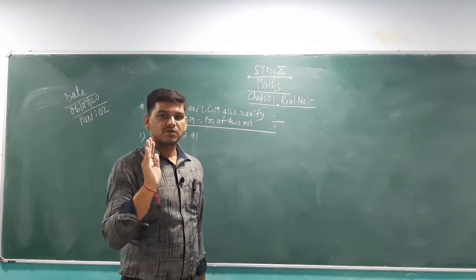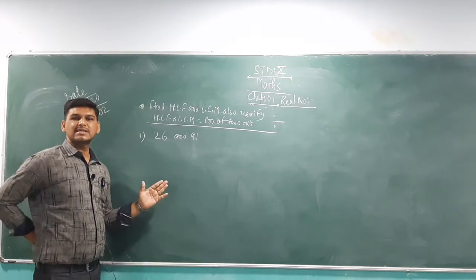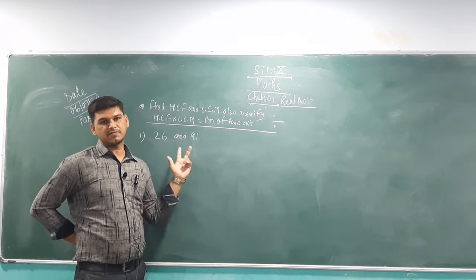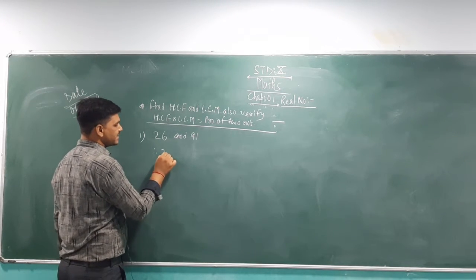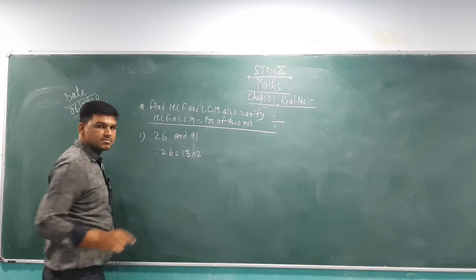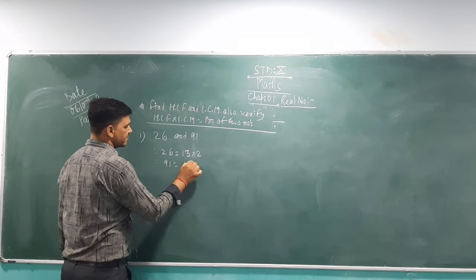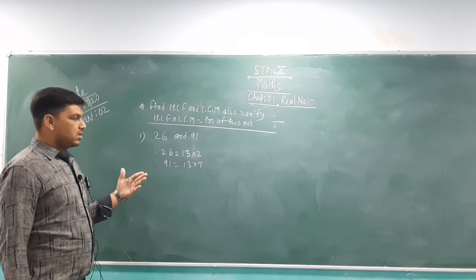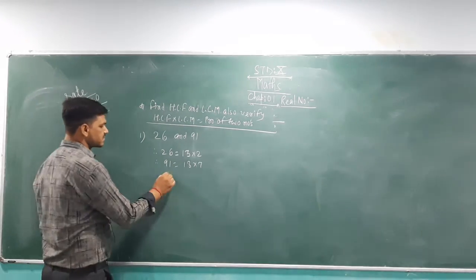The first priority is to find the HCF and LCM of the two numbers. The primary step is to find the prime factors of each number, that is, write it as a product of primes. If I convert 26 into prime factors, that is 13 into 2, 26. Similarly, if I convert 91, that is 13 into 7, 91, right? So now I have to find the HCF and LCM because we have converted the numbers into prime factors.